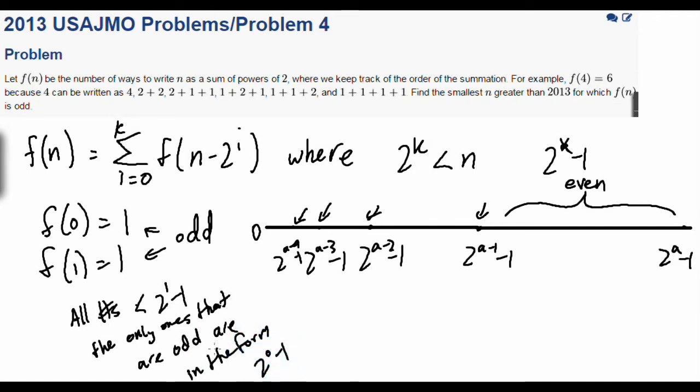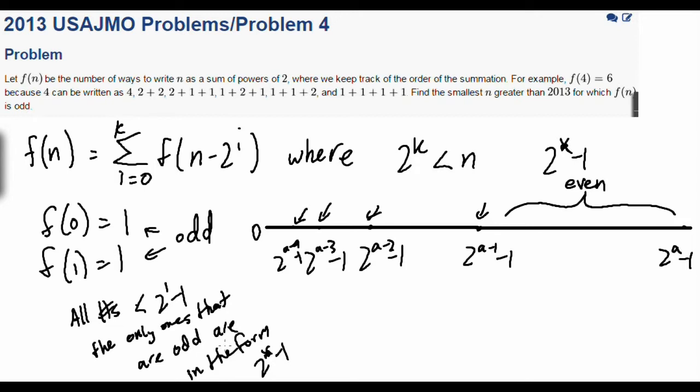So if you're writing a proof, that would probably help. So for all numbers 2 to the 1 minus 1, or f1, the only ones that are odd are in the form 2 to the x minus 1, because the only number under that is f0, and that's in the form 2 to the 1 minus 1, that's odd. So if we prove this identity, if we prove that all the numbers from 2 to the a minus 1 to 2 to the a minus 2 are even, then we can just use the fact that 2 to the 1 minus 1, all the numbers under that are odd.